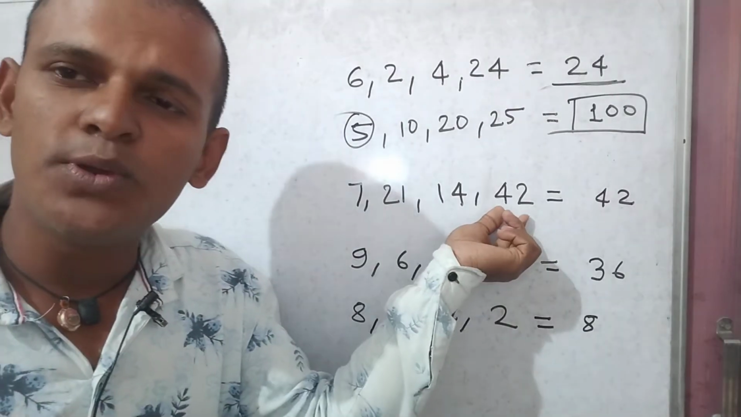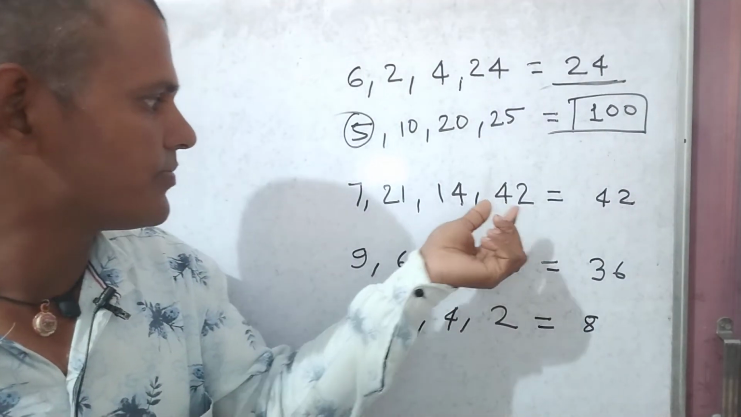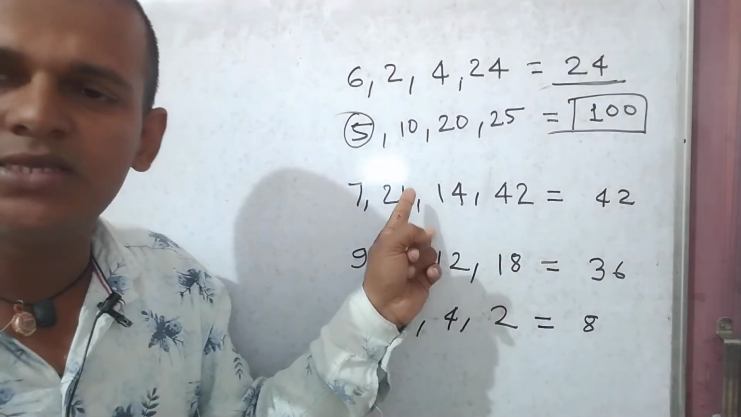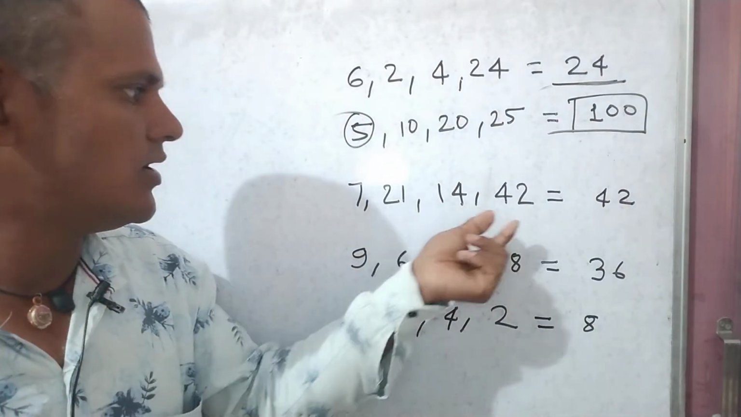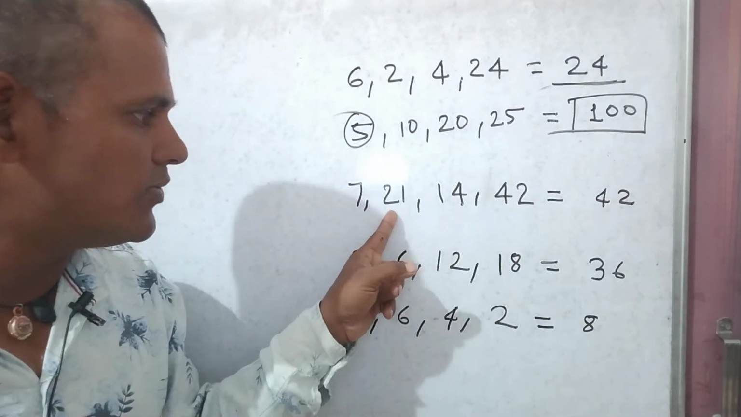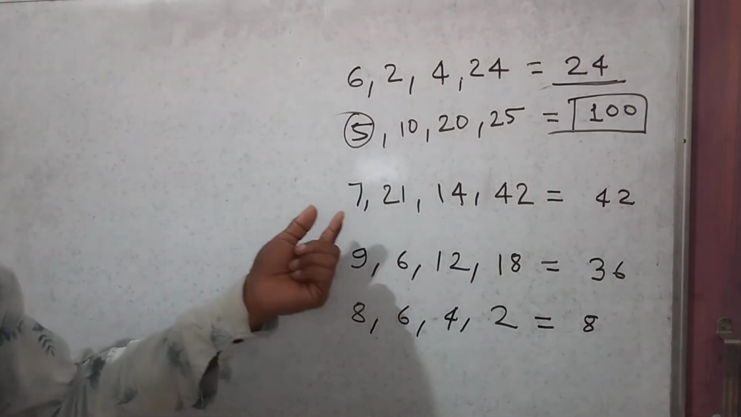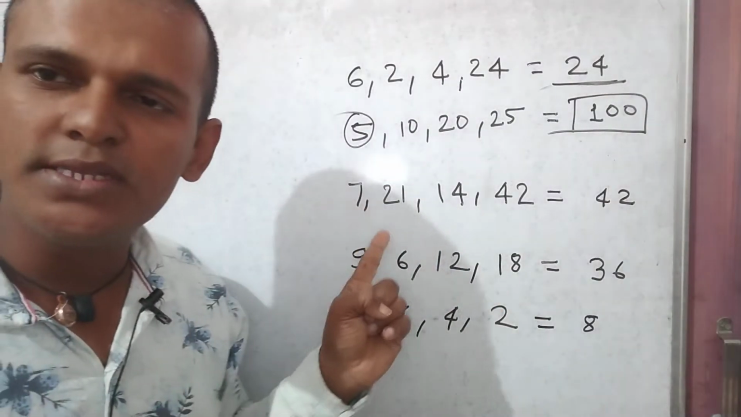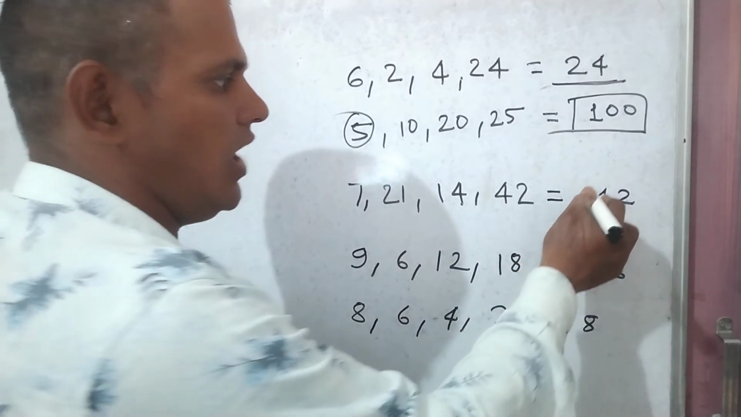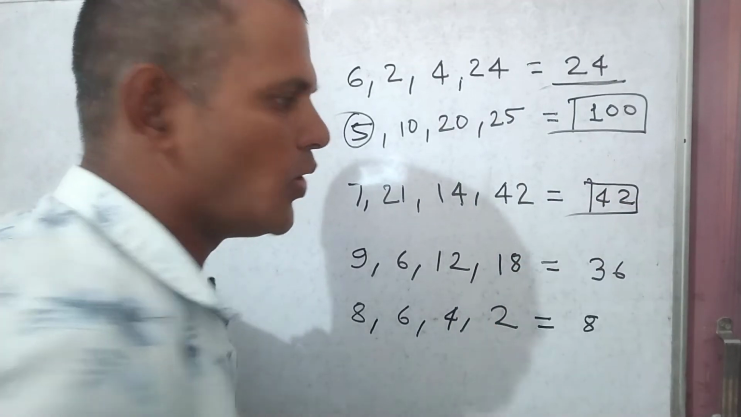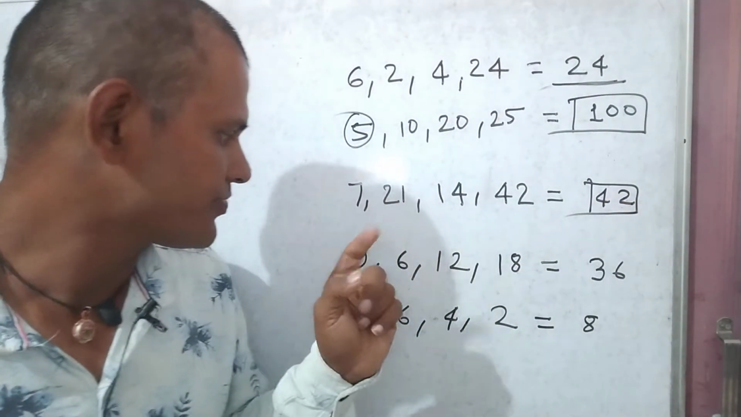Now see here, 7, 21, 14, 42. 42 is the biggest number. 42 is divisible by 14, yes. 42 is divisible by 21, yes. 42 is divisible by 7, yes. So our LCM is 42 for this series.